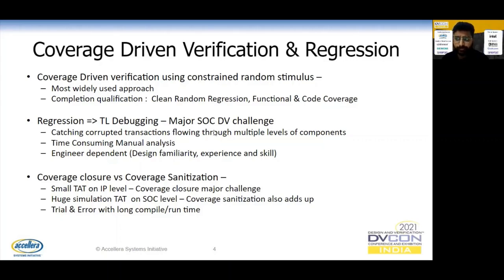And if we talk about SoC level verification, transaction level debugging becomes very important as transactions pass through many stages like different bus components, bridges, cross paths, interconnects, and if any transaction is getting corrupted at any given stage, it becomes really difficult to locate the exact stage to root cause the issue. Also, it becomes very time consuming and it involves manual waveform analysis, which is also dependent upon engineers' expertise, skill set, and familiarity with the design spec.